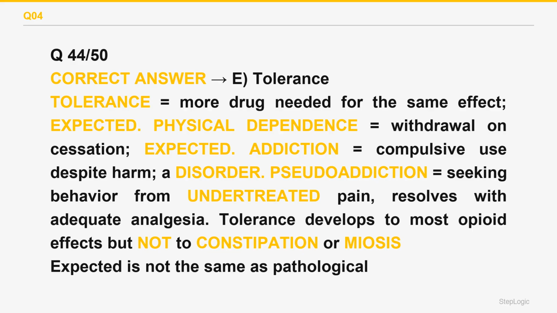The clinically important asymmetry is that tolerance does not develop uniformly. It develops readily to analgesia, euphoria, and respiratory depression, but essentially not to constipation or miosis. This is why a laxative regimen is started alongside chronic opioids rather than waiting for symptoms, and why pinpoint pupils remain a reliable sign of opioid effect even in a highly tolerant patient. If you see an opioid term in a stem, it leads you to separate the pharmacology from the behavior.